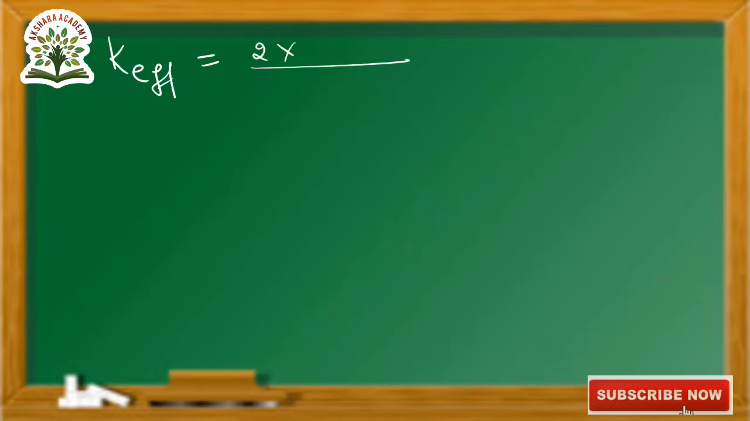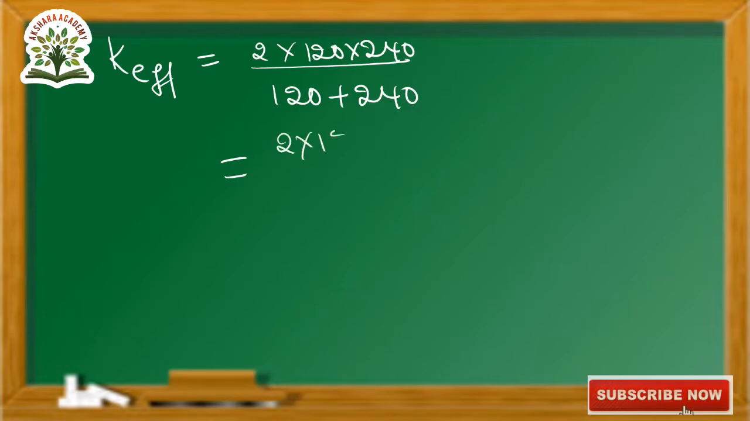2 into 120 into 240 by K1 plus K2, 120 plus 240. So that is equals to 2 into 120 into 240 by 360. The zeros get cancelled. Here we are cancelling: 2 into 120 into 24 by 36.